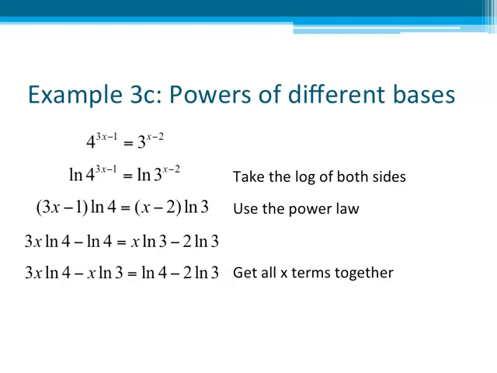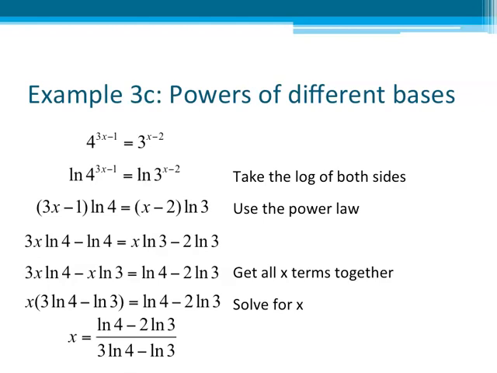When you do that, you're able to get the x by itself. How? Because in the next step, we are going to factor out the x. So if we factor out the x, we're left with 3 ln of 4 minus ln of 3 in parentheses. On the right-hand side, we have ln of 4 minus 2 ln of 3. And now to get x completely by itself, we just divide both sides by what's in parentheses.